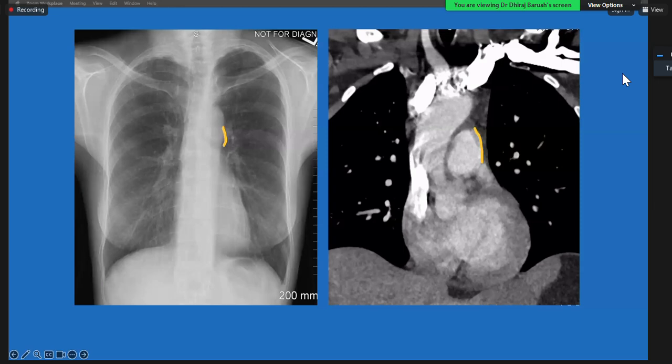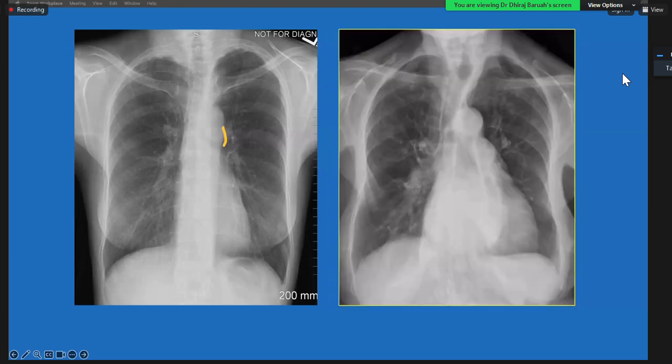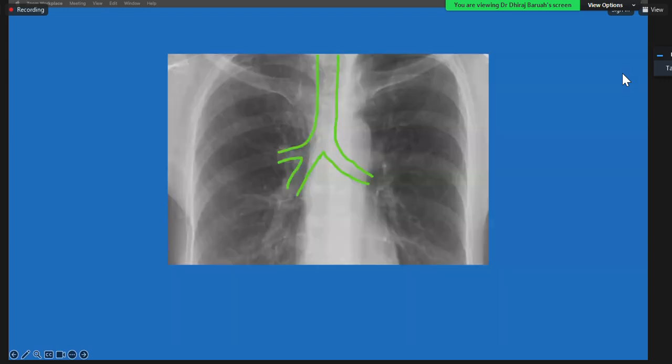Okay, so we are going from right to left. Now if you have that enlarged, that is pulmonary arterial enlargement. You have different etiologies that cause pulmonary arterial enlargement. So this is quickly what I'm pointing out here.